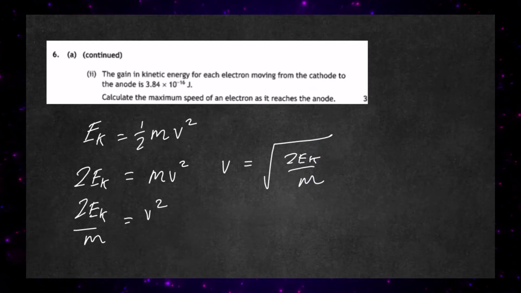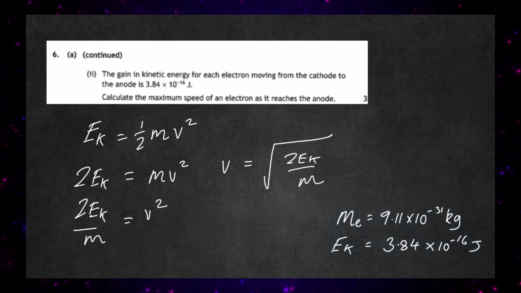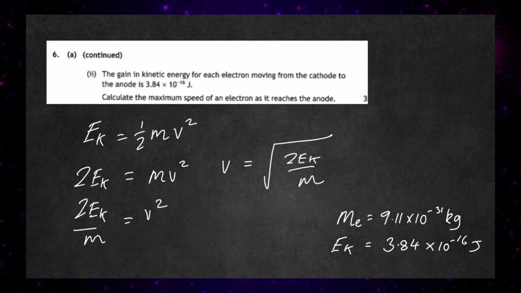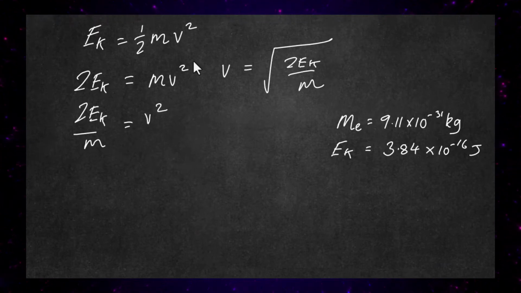So we just have to put those numbers in. We know the following. We know that the mass of the electron is 9.11 times 10 to the minus 31 kilograms, and we know the kinetic energy value from the question. So all we have to do is plug in those numbers, and we have the following.